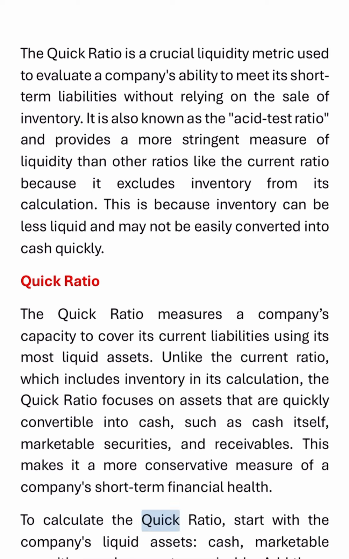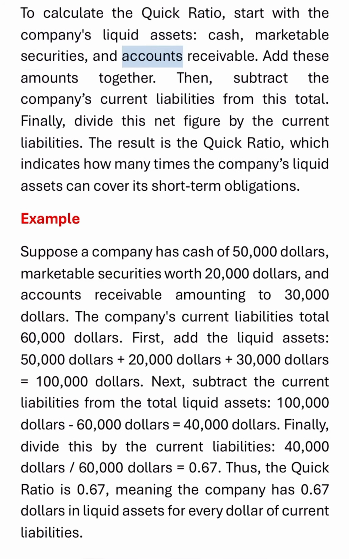To calculate the quick ratio, start with the company's liquid assets: cash, marketable securities, and accounts receivable. Add these amounts together. Then, subtract the company's current liabilities from this total. Finally, divide this net figure by the current liabilities. The result is the quick ratio, which indicates how many times the company's liquid assets can cover its short-term obligations.